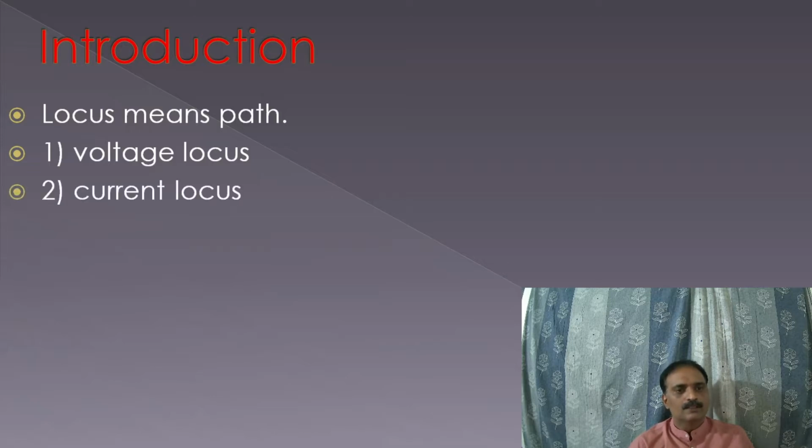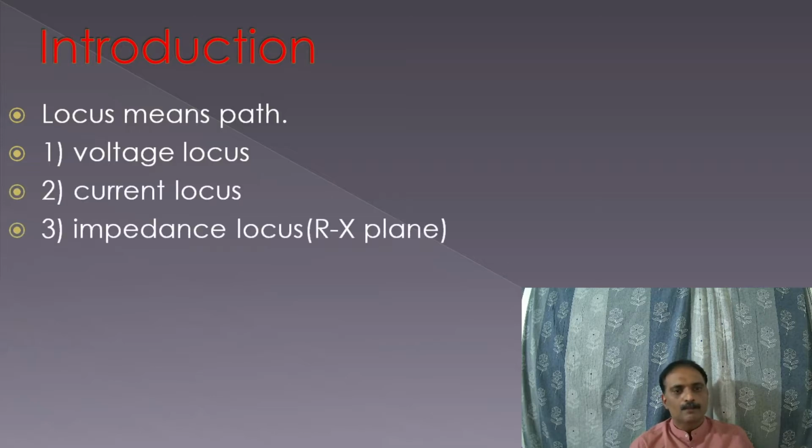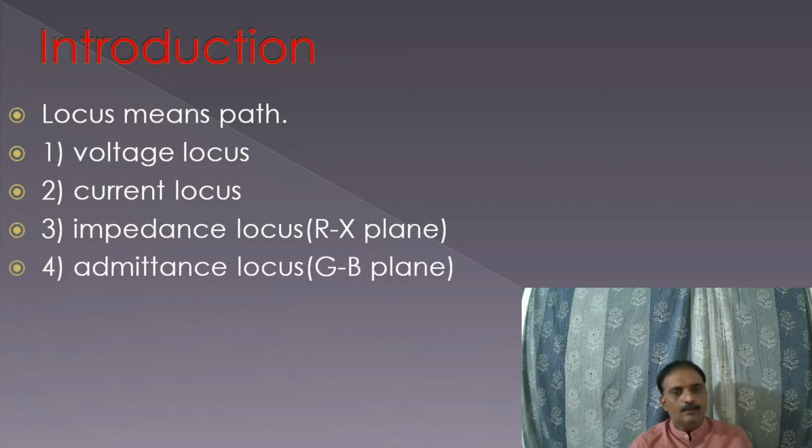Voltage locus, current locus, impedance locus, and this impedance locus is being considered on the RX plane. R stands for real and X, the reactance, is for imaginary. And admittance locus. Admittance locus is being considered in a plane having the conductance and susceptance. G stands for conductance and B stands for susceptance. So these are the different loci that we are going to have in our electrical network theory. But in general usage, we always prefer the current locus.